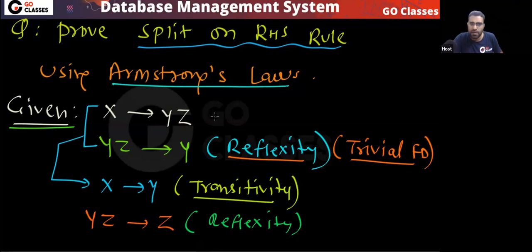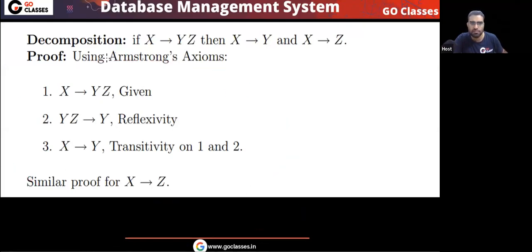Now I can again apply the transitivity. I can take this and this. So if I again apply the transitivity, then X will determine Z. This will happen because of transitivity. So that's it. We have done this also. So X determines Y also, X determines Z also. Understood? So we have proved that X determines Y also, X determines Z also. So using Armstrong laws also, you can do this.